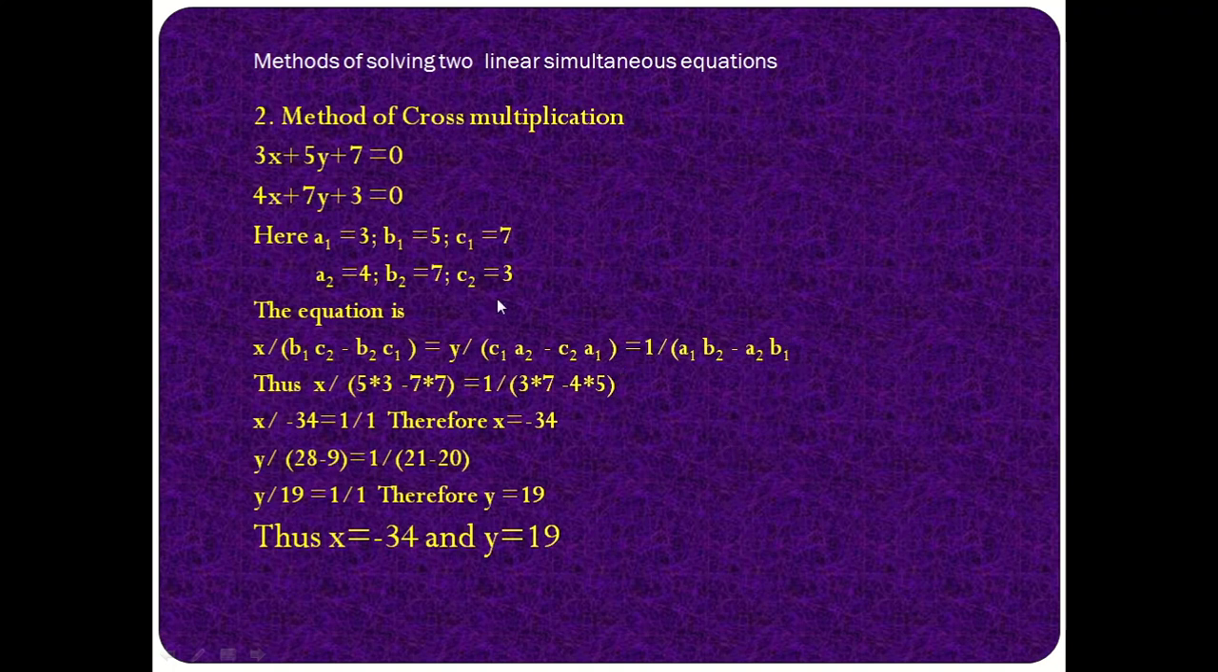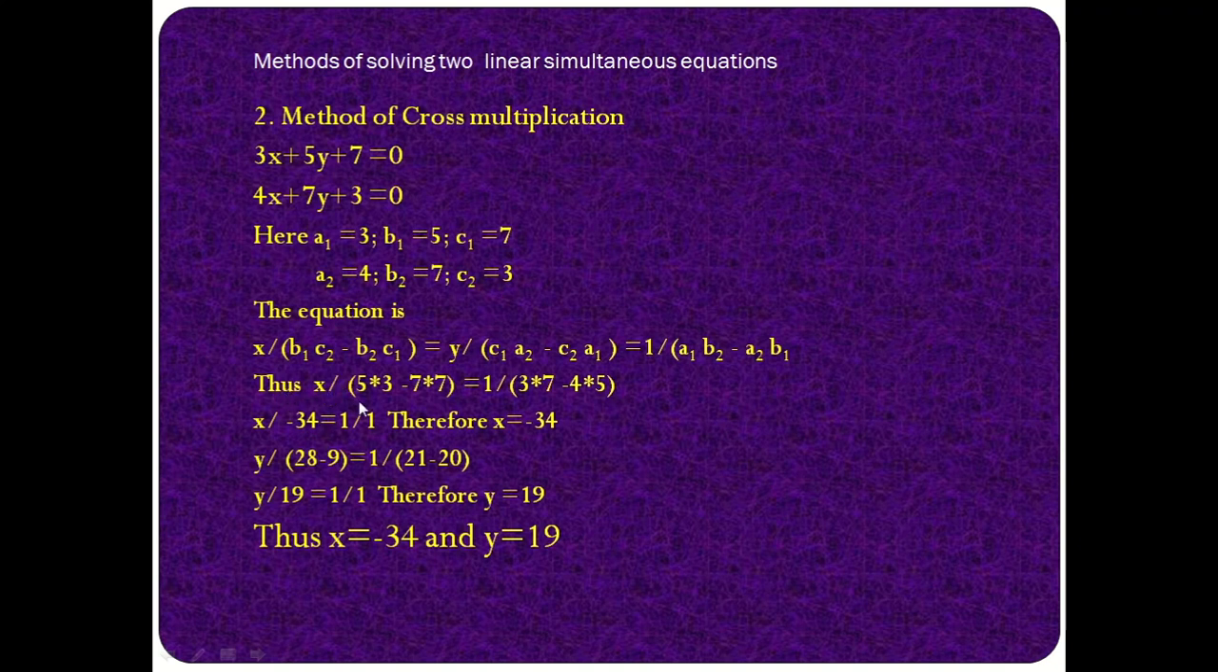Okay, once again we can learn the equation. The equation is x divided by b1 c2 minus b2 c1 is equal to y divided by c1 a2 minus c2 a1 is equal to 1 divided by a1 b2 minus a2 b1. Thus we are substituting the values.